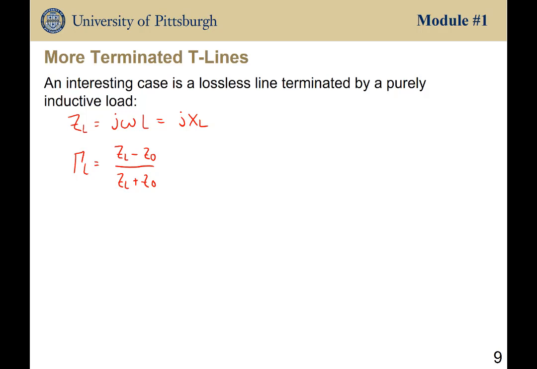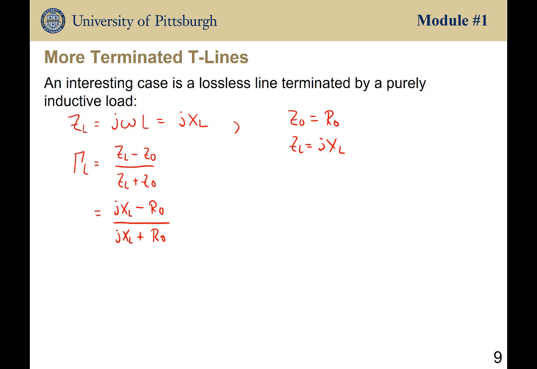I'm going to consider a lossless line. A lossless line means the characteristic impedance is purely real, so I'll just call it R naught. And ZL is jXL. Replacing those, look what I get here: jXL minus R naught, over jXL plus R naught.